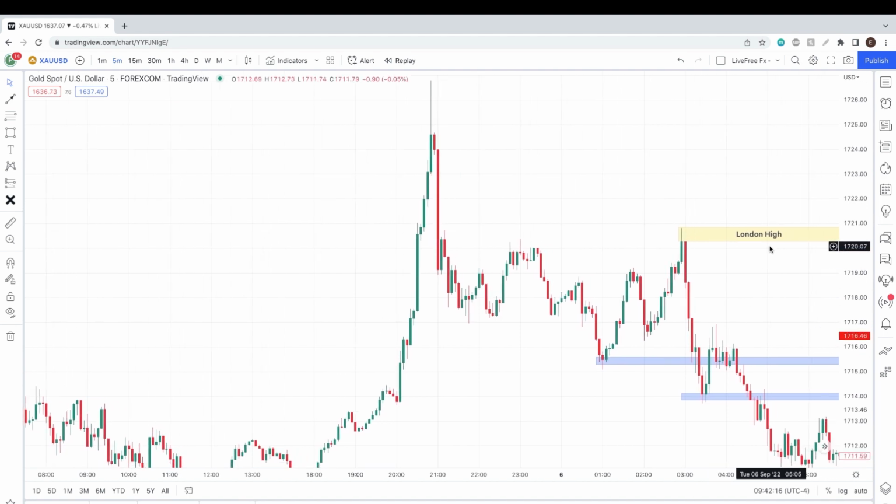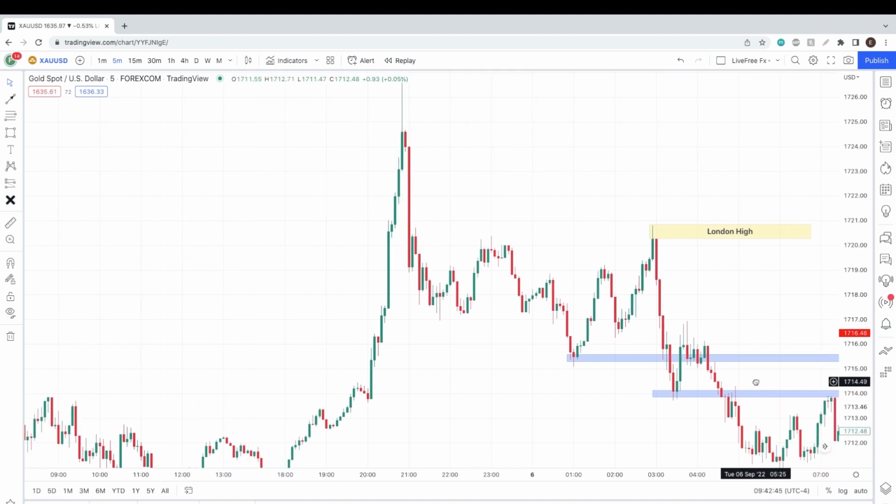On top of that, we have the London high right here, which means that the London session from 2:55 a.m. was bearish and moved all the way down. And the next thing is identifying key levels. We know that past support tends to become future resistance, and we see that playing out right here. So we've identified our key level right here as a past support.